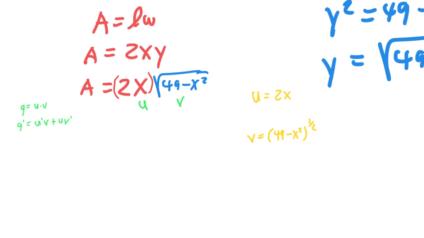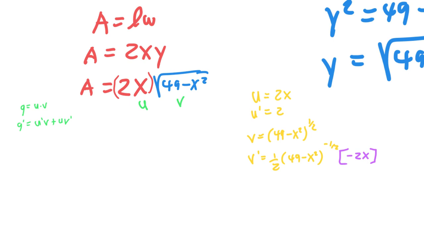So shrinking it down a bit. Focusing on this. Now we have u prime. I think everyone understands that's clearly going to be a 2. V prime, this one's going to be a chain rule scenario. It's a power rule, but a chain rule version of a power rule. So 1/2 times 49 minus x squared to the negative 1/2, but then we have to hit it with the derivative of 49 minus x squared, and that will be negative 2x. Hopefully that makes sense to my student watching.